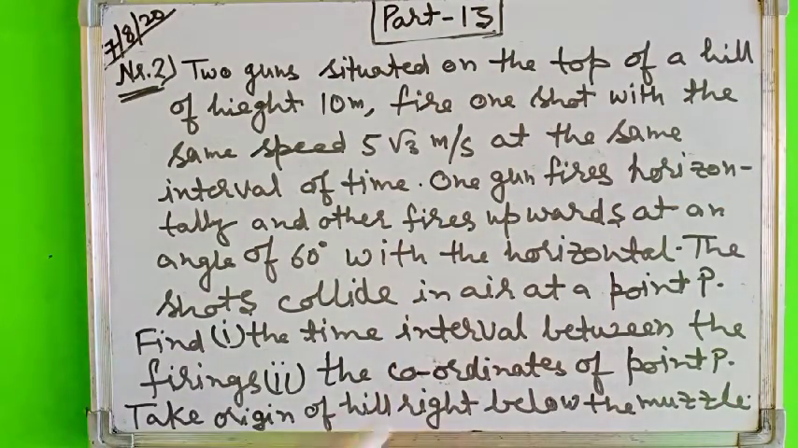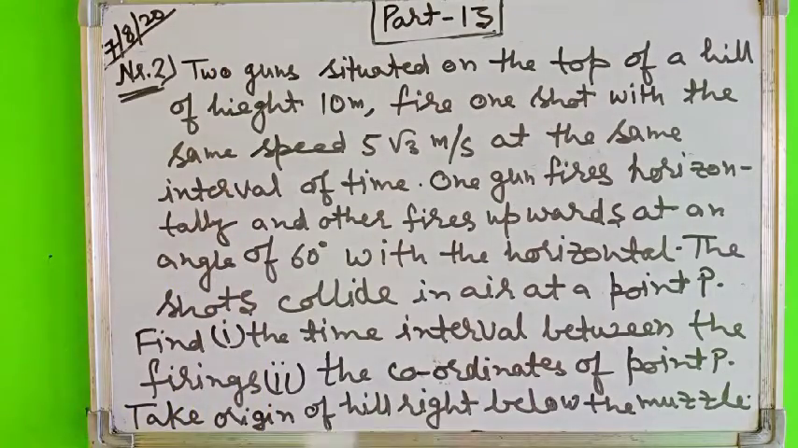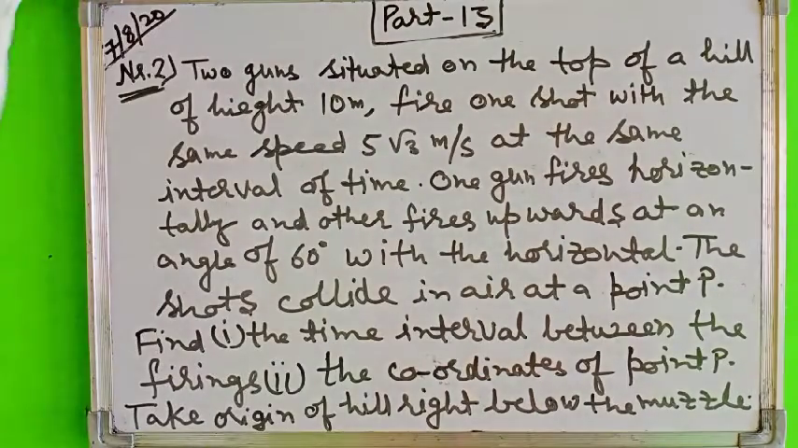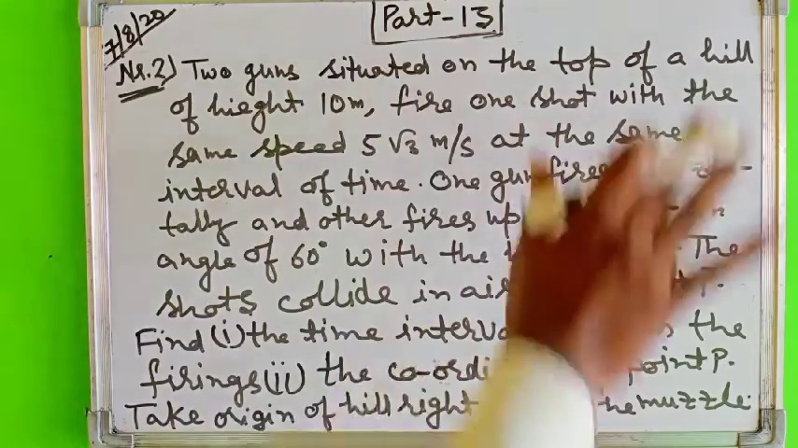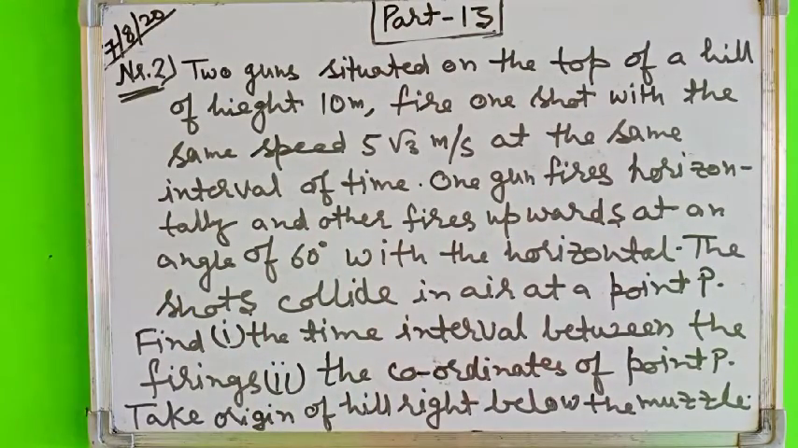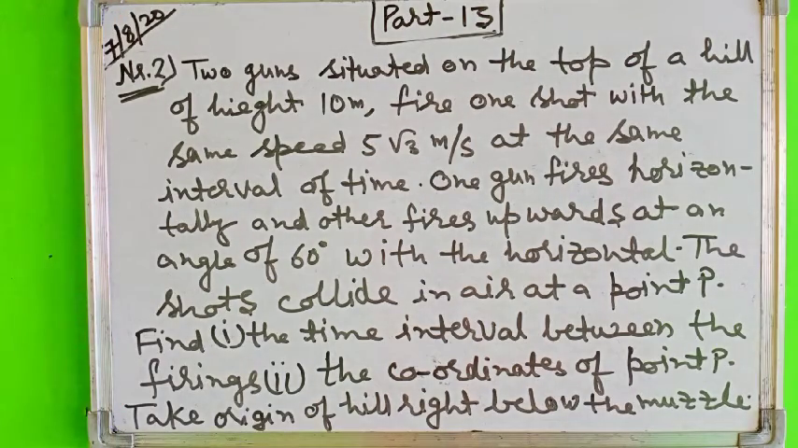The coordinate of that point you have to find, and it is given in the question that the origin is just below the muzzle, or from where the firing is done, just below that position there is the origin, and you have to consider the XY plane. For this numerical, where the gun is kept, just below the gun you have to take the origin. So now students, we are going to solve this numerical. Look at the solution.